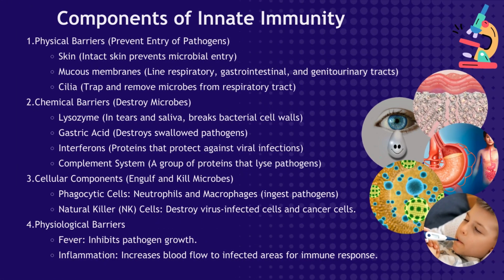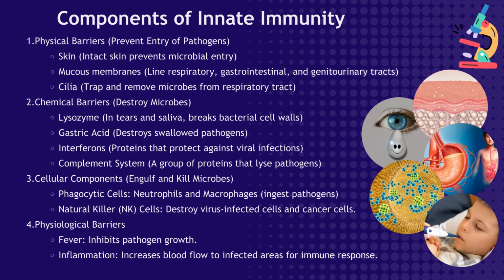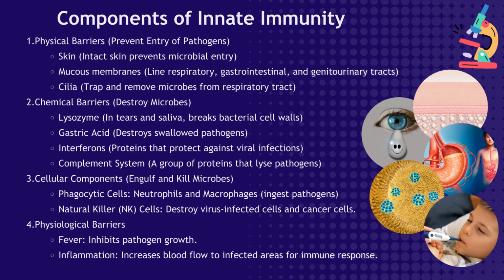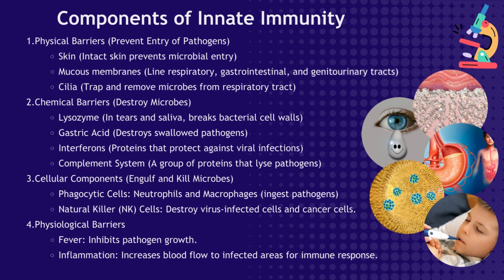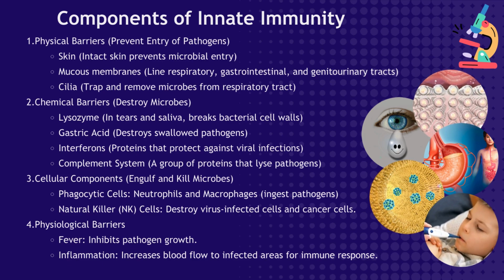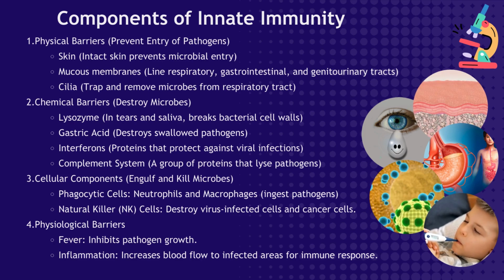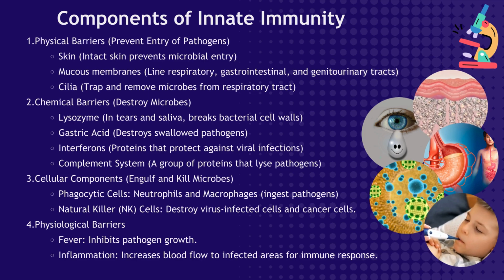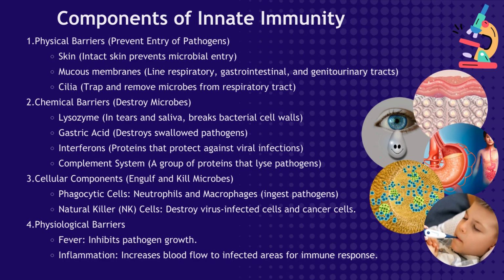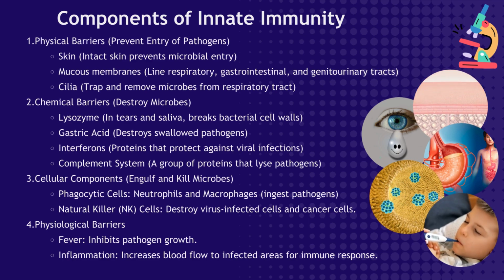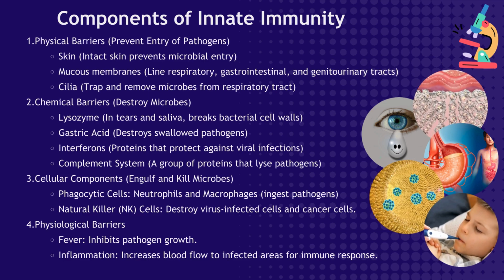Components of innate immunity. Physical barriers prevent entry of pathogens. Skin: intact skin prevents microbial entry. Mucous membranes line respiratory, gastrointestinal, and genitourinary tracts. Cilia trap and remove microbes from the respiratory tract. Chemical barriers destroy microbes. Lysozyme in tears and saliva breaks bacterial cell walls. Gastric acid destroys swallowed pathogens.